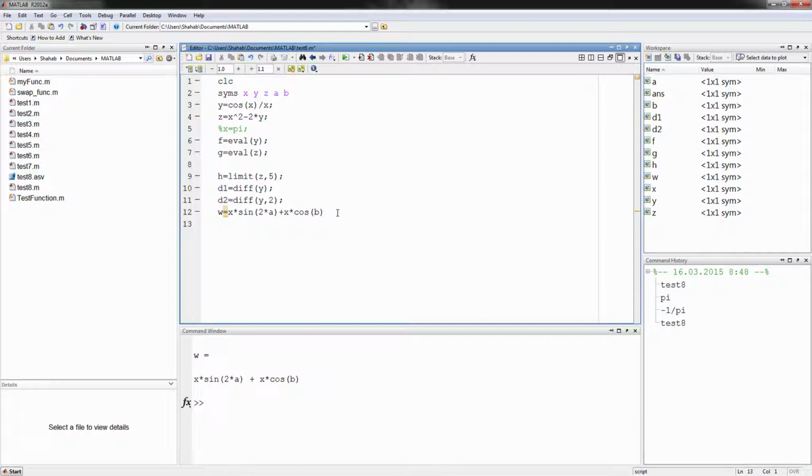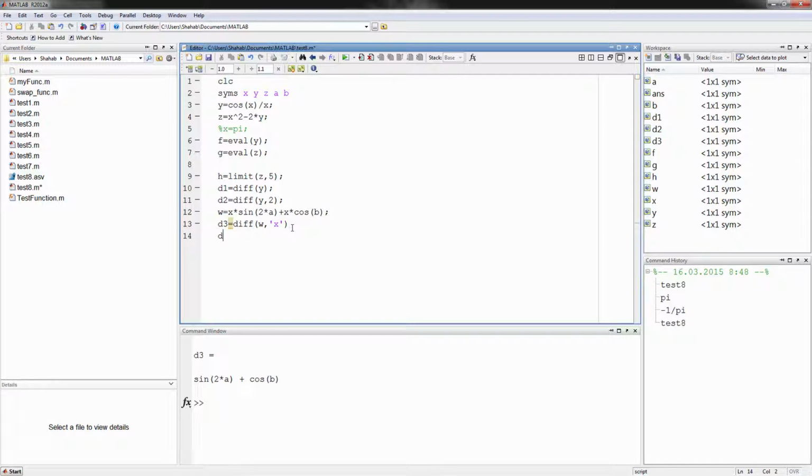As you can see, w has 3 variables inside here, and I want to find the results. Let's call it d3, the derivative. So diff of w with respect to x. If I write it in this form, it says find the derivative of w with respect to x, which will be sine 2a plus cosine b, which is what we were expecting to see.